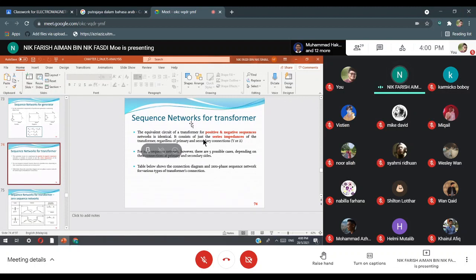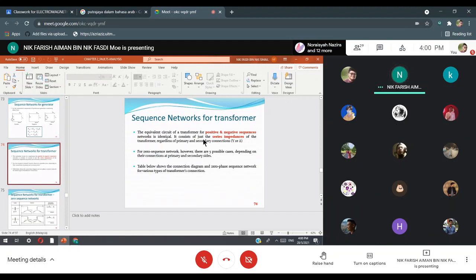The equivalent circuit of the transformer for positive and negative sequence networks is identical. It consists of just the series impedance of the transformer, regardless of primary or secondary connection, Y or delta. So actually for the sequence of transformers, the positive and negative are the same. It only has series impedance. The transformer has no source, that's why it only has impedance. For zero sequence impedance, however, there are 5 possible cases depending on the connection at the primary and secondary side. The table below shows the connection diagram for zero phase sequence for various types of transformer.